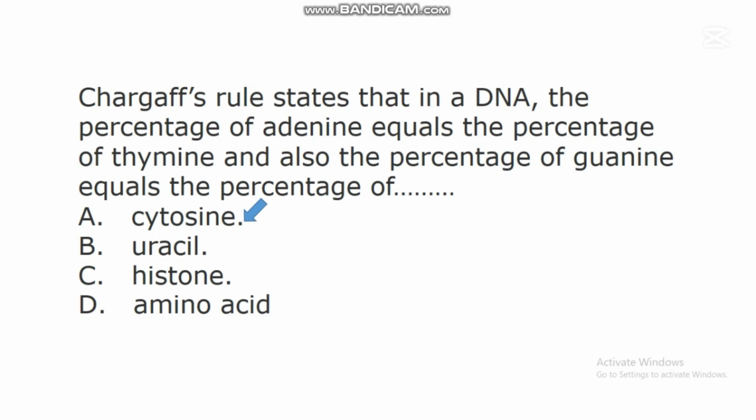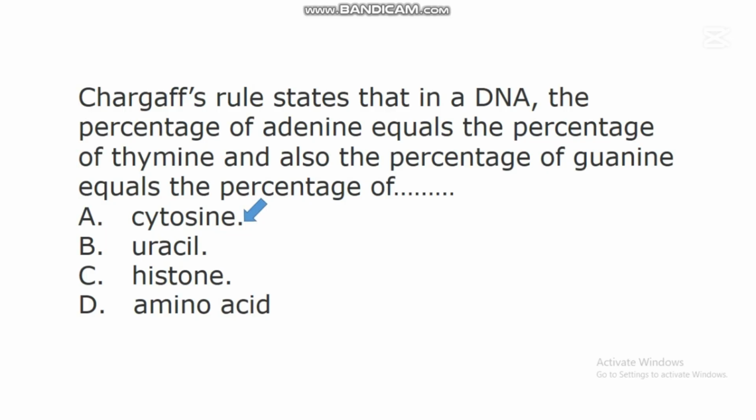There is a scientist called Chargaff. This Chargaff is one of the great researchers in the world of science. So the rule that this man has states that in a DNA molecule, the percentage of adenine will be equal to the percentage of thymine, and the percentage of guanine will be equal to the percentage of cytosine. Because in a DNA molecule, there is what we call the complementary base. So in a DNA molecule, adenine pairs with thymine, while guanine pairs with cytosine.